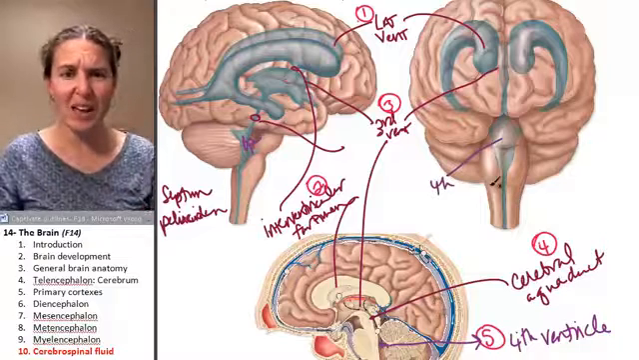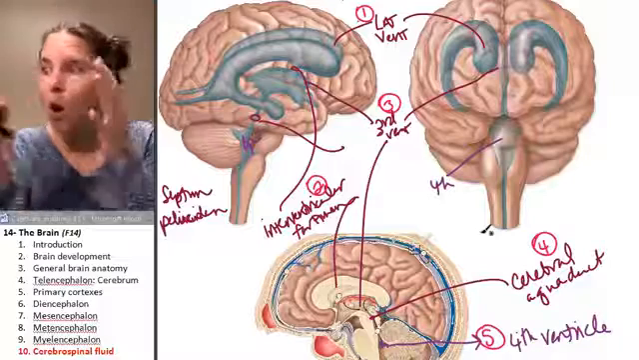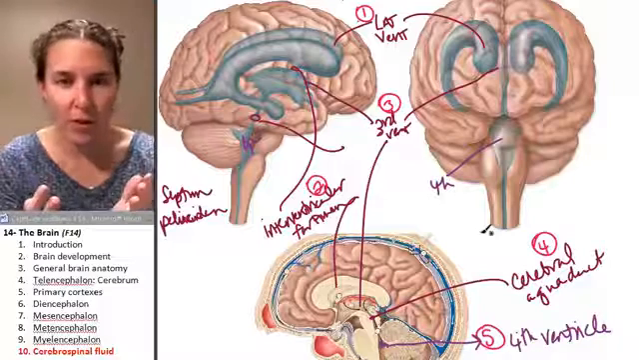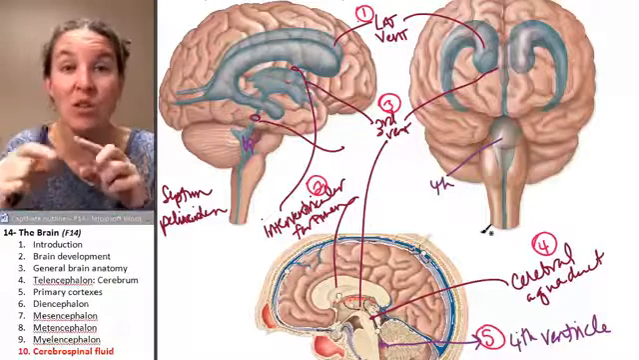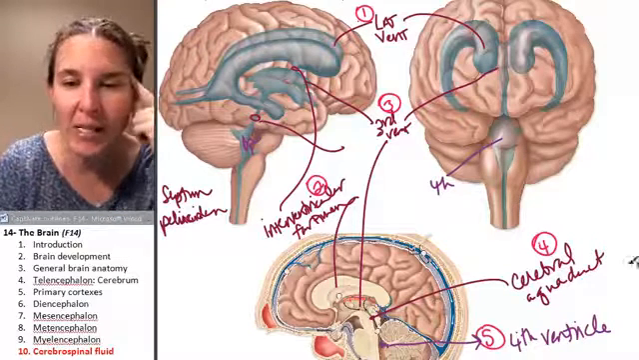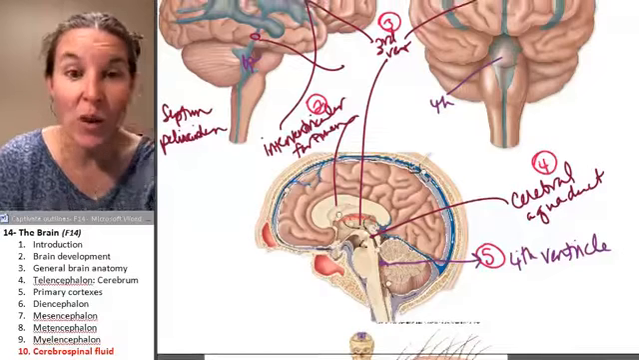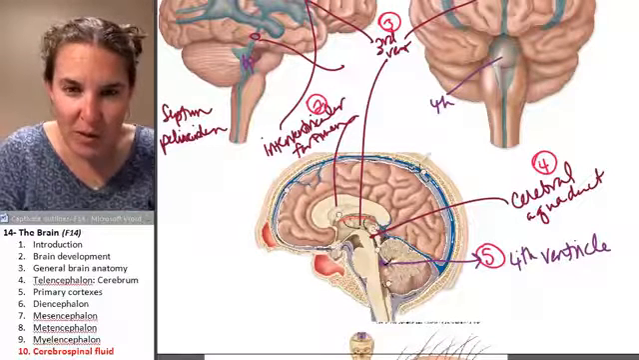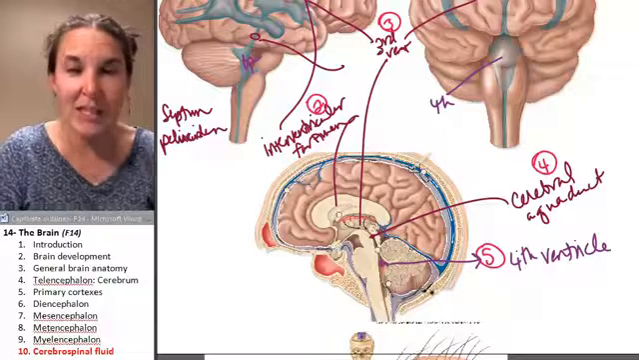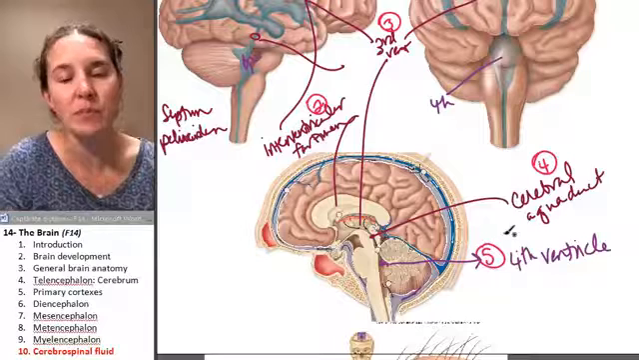Did you follow that? Okay, there's a little hole in the wall around the fourth ventricle, and that hole allows cerebrospinal fluid to drain out of it. It drains out of that hole and into the area surrounding the brain itself.